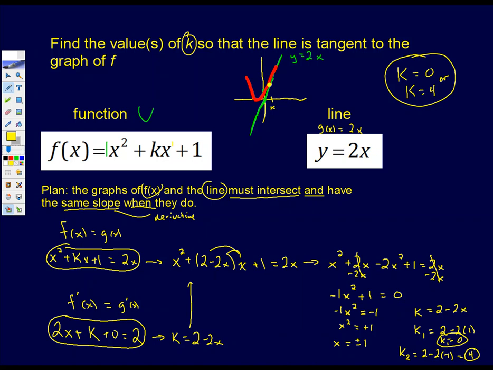I encourage you now to try this by graphing those two functions along with y equals 2x to see that they in fact are both tangent to that line. It would be the function x squared plus 0x plus 1, and the other one would be y equals x squared plus 4x plus 1. Check and see that they both have that line as a tangent line.